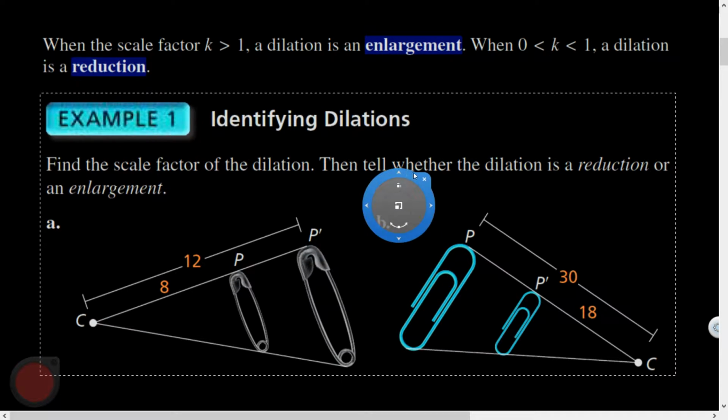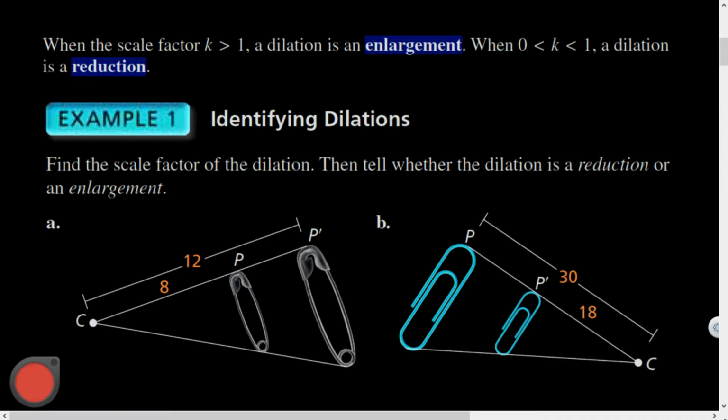So let's see. Identifying dilations. Example 1. Find the scale factor. Question? No? Comment? No? All right. I thought someone said something. I got all excited. I was hoping for some interaction that was not merely in my comments.